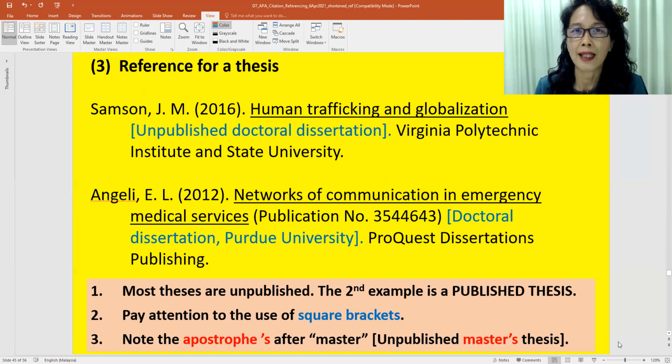If it is a master's thesis, we say unpublished master's thesis, master's apostrophe S. But if the thesis is published and is put in a database, the referencing is more complicated, as you can see in this example here. The publication number needs to be given. And now in the square bracket, we have the doctoral dissertation, comma, the name of the university, close the square bracket, and then the database.